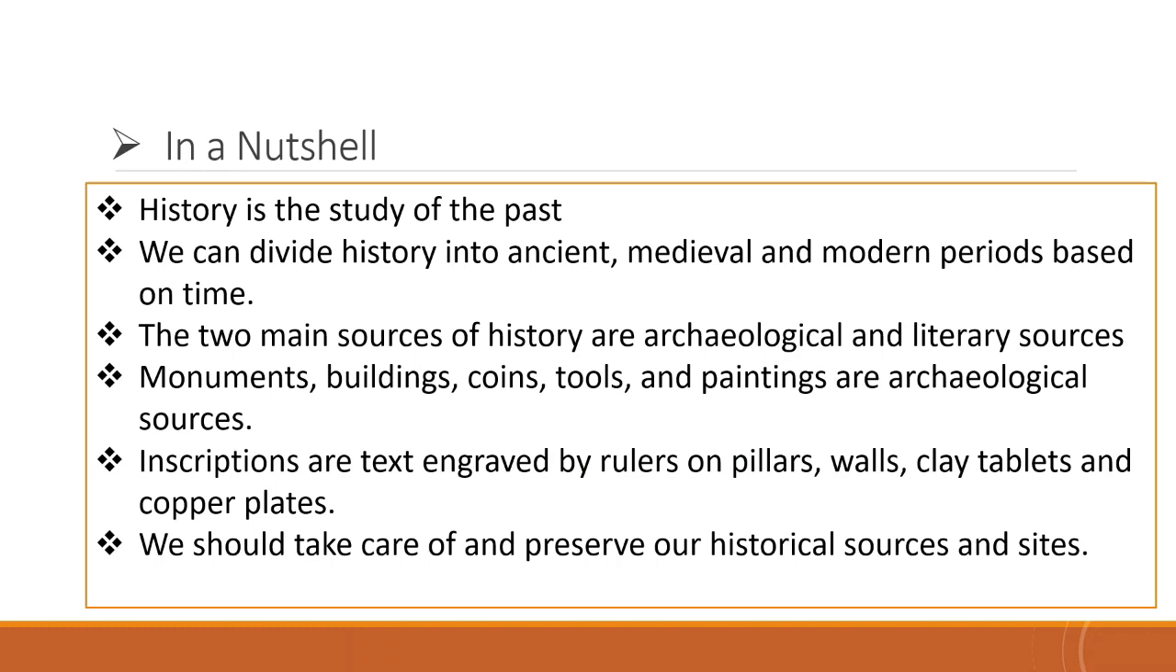So let us see in a nutshell what we have learned. History is the study of the past. We can divide history into ancient, medieval, and modern periods based on time. The two main sources of history are archaeological and literary sources. Monuments, buildings, coins, tools, and paintings are archaeological sources. Inscriptions are texts engraved by rulers on the pillars, walls, clay tables, and copper plates. We should take care of and preserve our historical sources and facts.